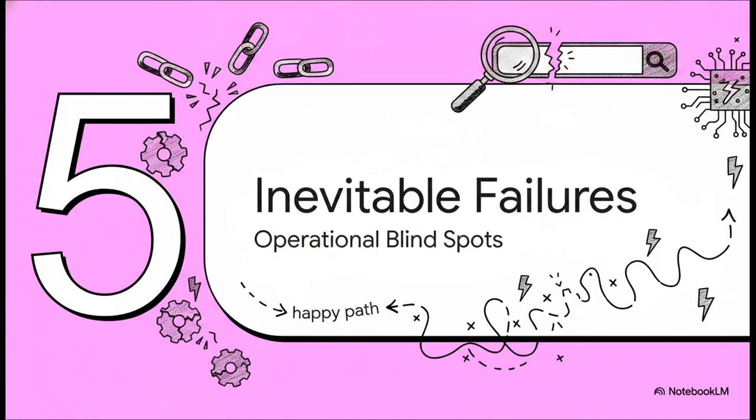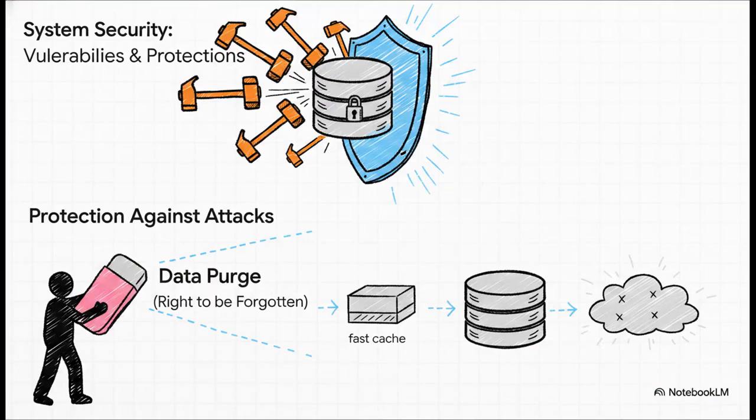Which brings us to Section 5, inevitable failures, and those operational blind spots everyone ignores. Because, let's face it, things are going to break. A principal engineer designs explicitly for failure modes. We have to build mitigations for operational fires from day one. If a celebrity account hammers a single Redis shard, we need hotkey detection and replication ready to go.